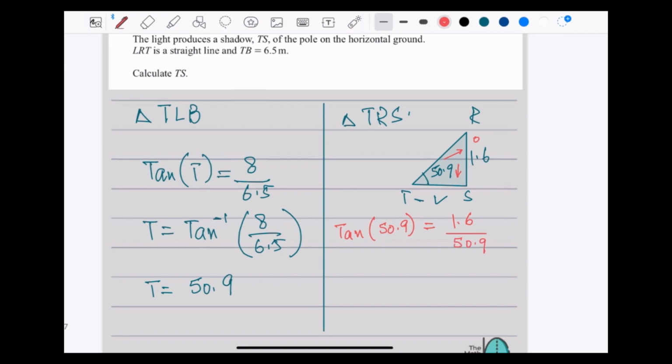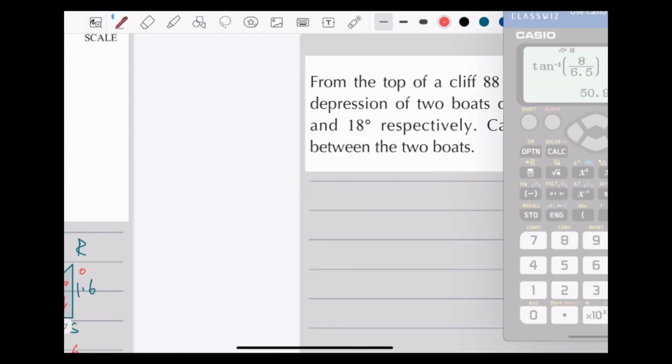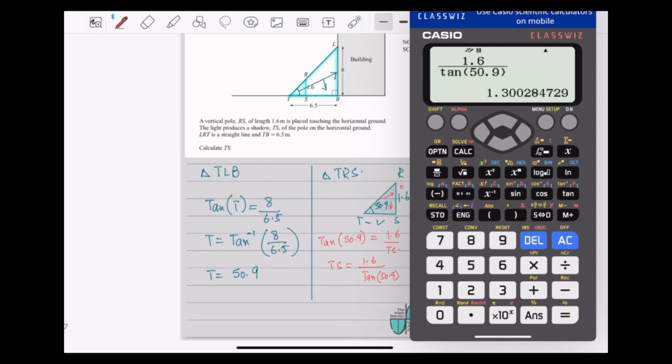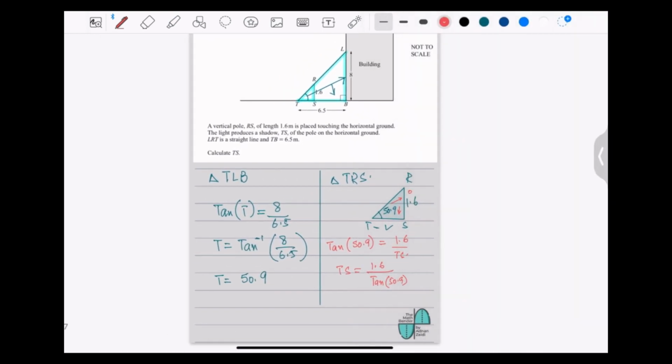And my apologies, we need to find out TS. So TS is going to be 1.6 over tan 50.9. So 1.6 over tan 50.9 is going to be 1.3. So TS is 1.3.